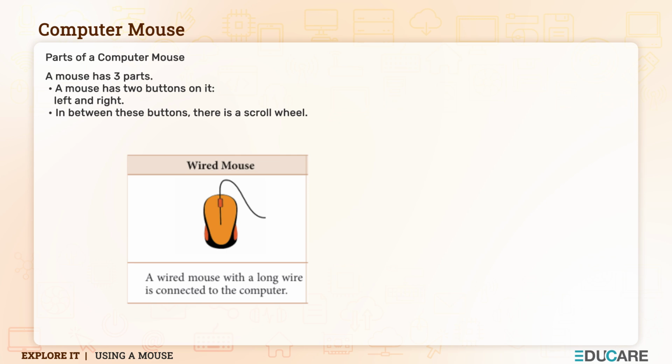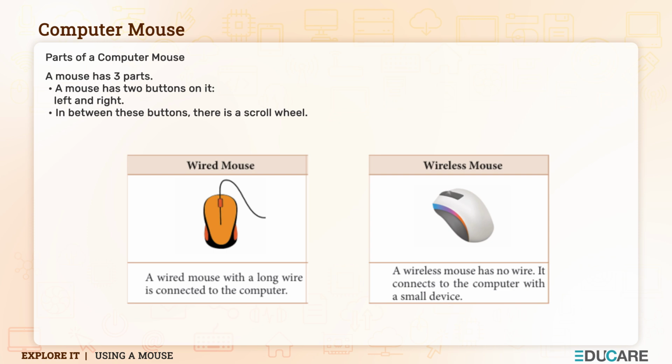Wired mouse. A wired mouse with a long wire is connected to the computer. Wireless mouse. A wireless mouse has no wire. It connects to the computer with a small device.